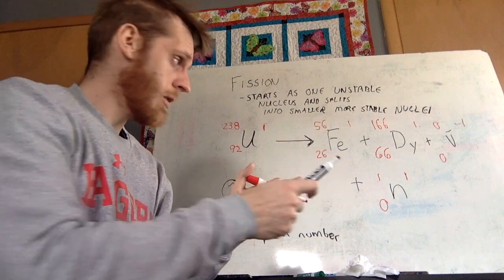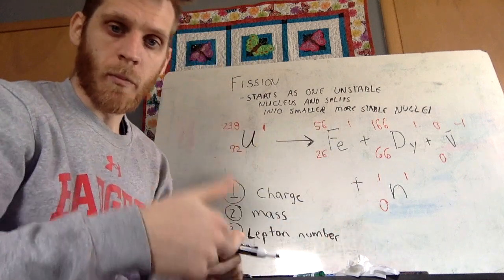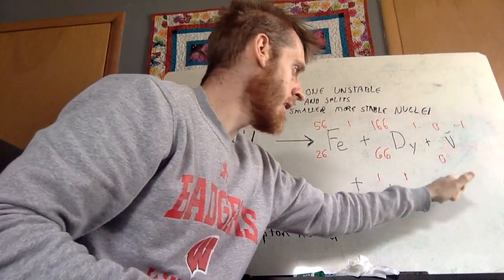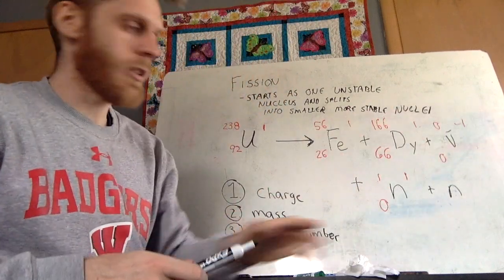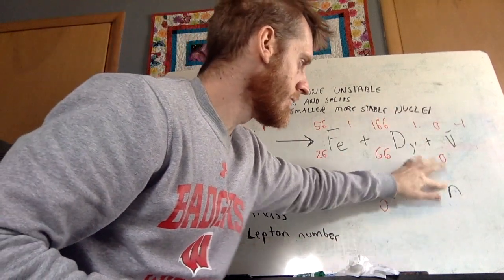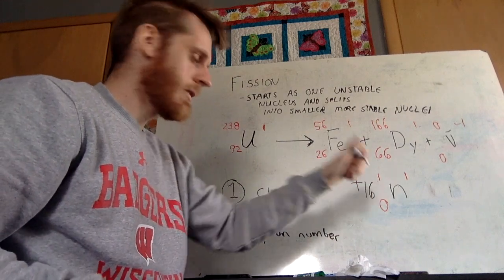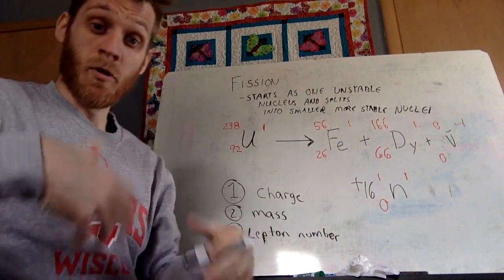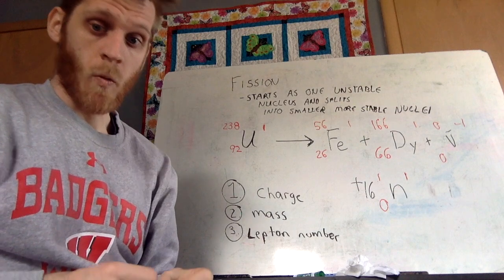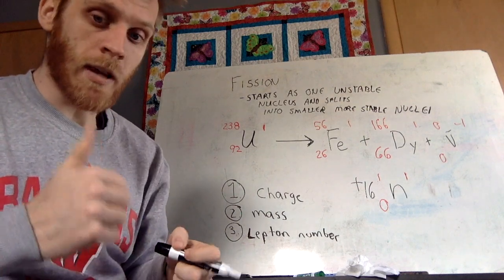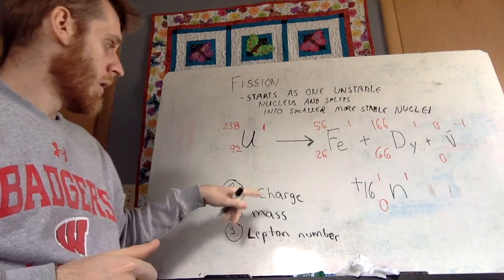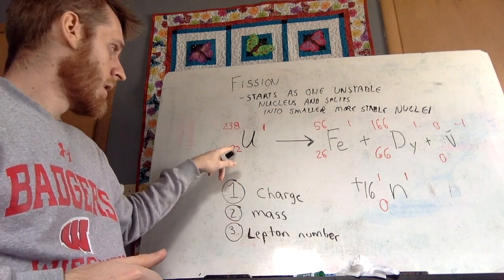So I could do plus n, plus n, plus n, or I could just write a coefficient in front, like this, 16. That just means that I'm losing 16 neutrons. Well, now I need to go back and double check my reaction. Is it balanced now? Well, the charge is balanced.